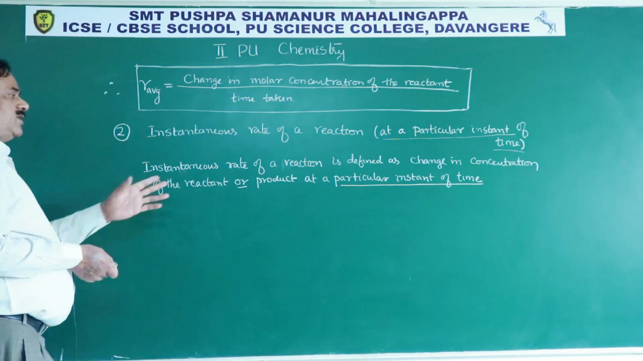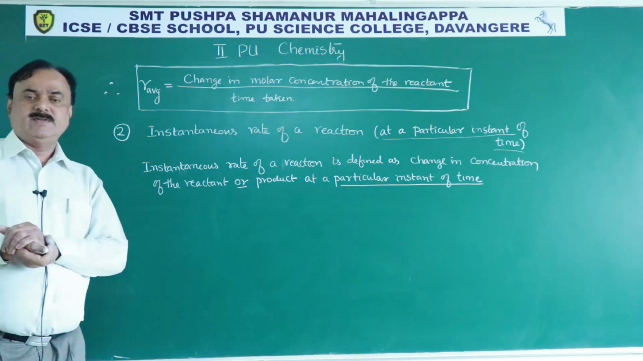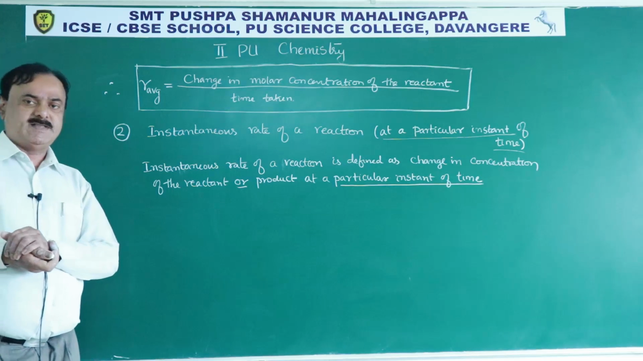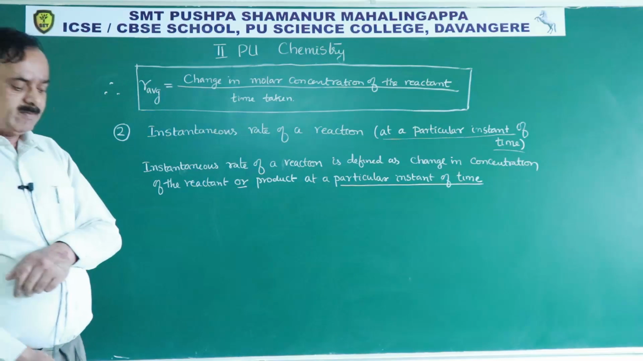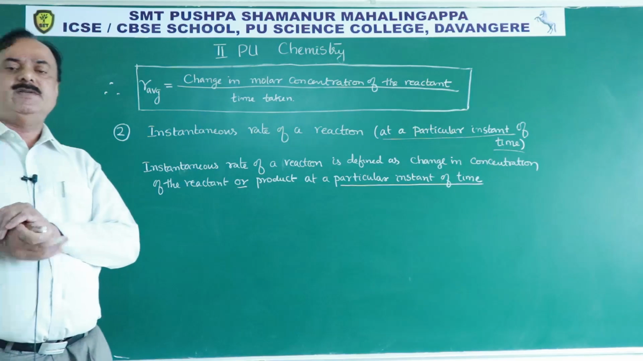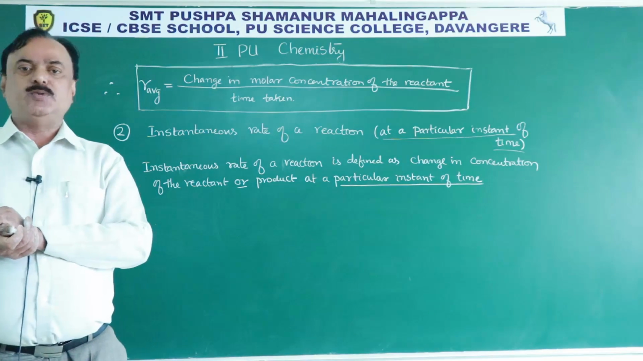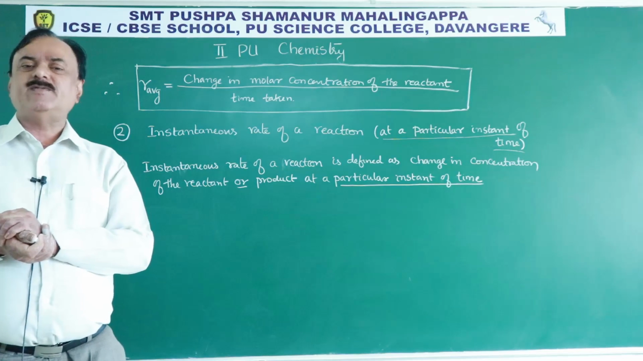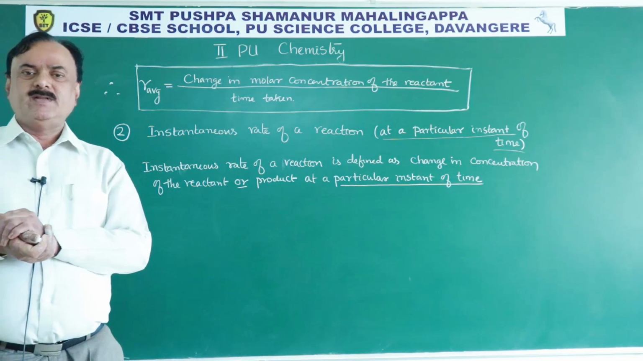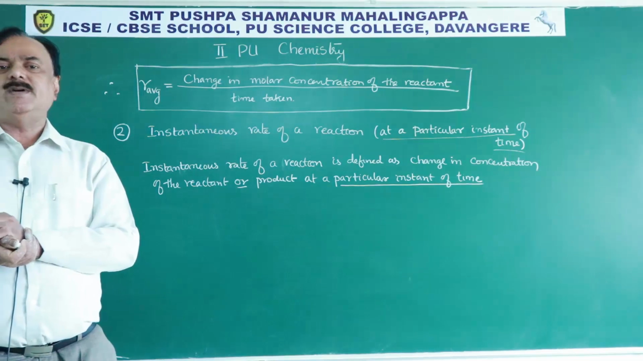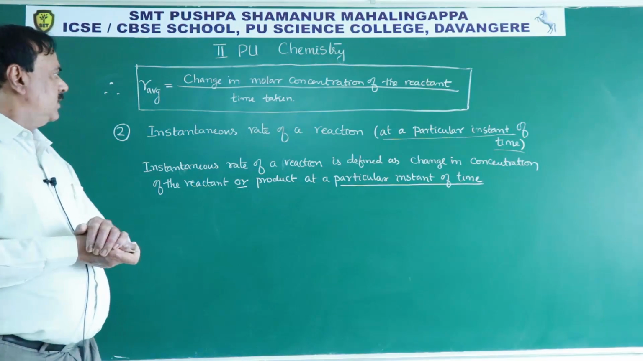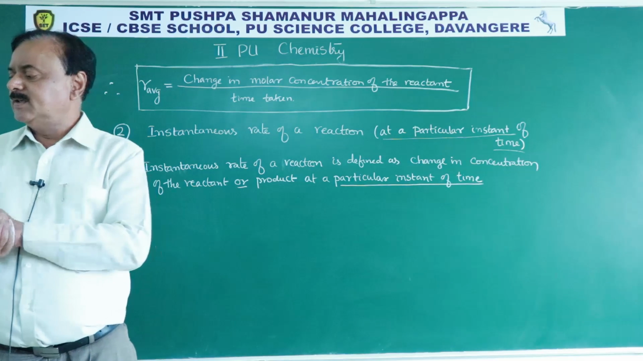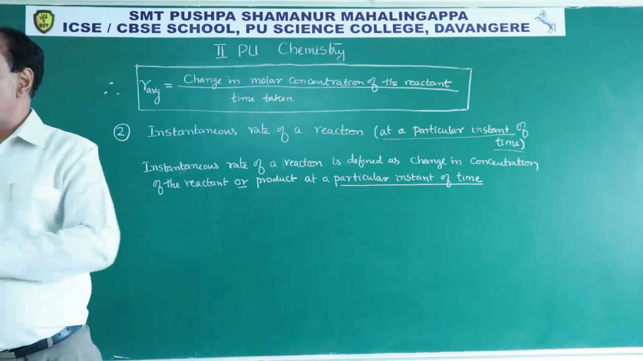Now, how is the rate at a particular instant of time obtained? It is obtained by plotting the graph of the concentration of the chemical reaction and drawing a tangent to the graph at a particular instant of time. The slope of that tangent at a particular instant of time t gives the instantaneous rate of a chemical reaction.